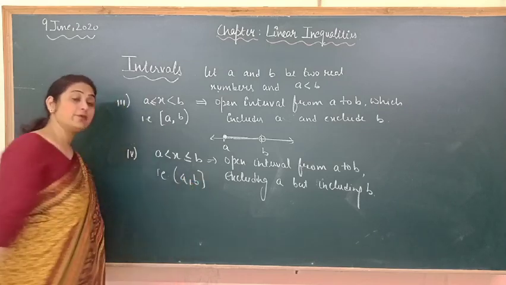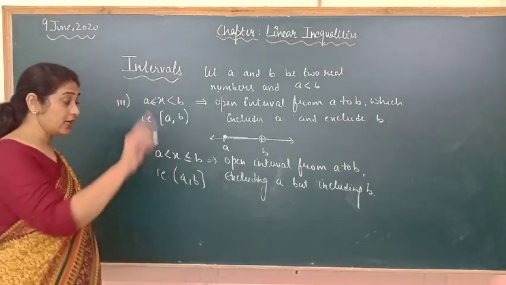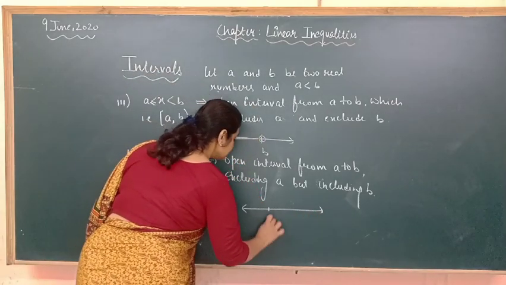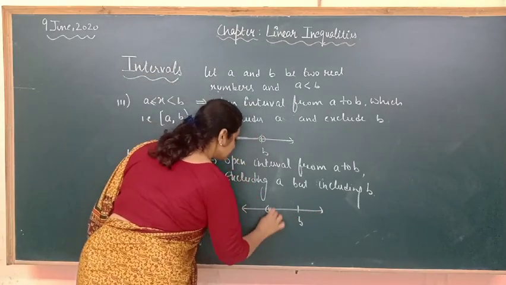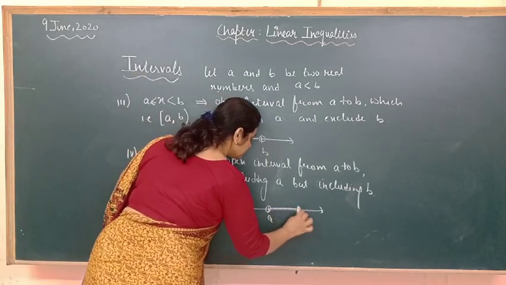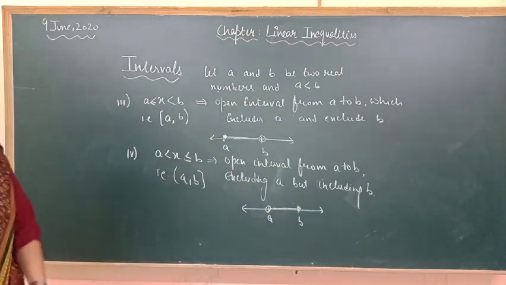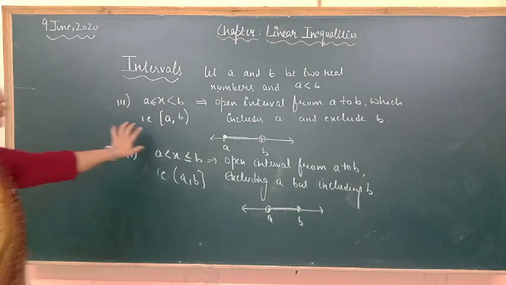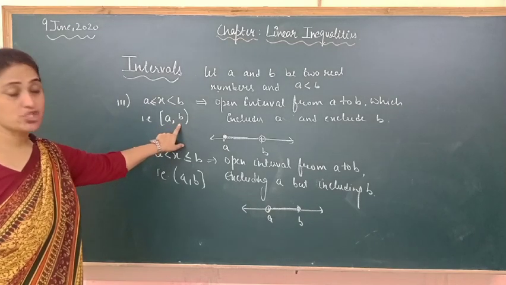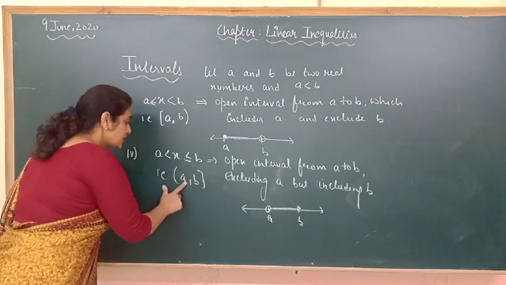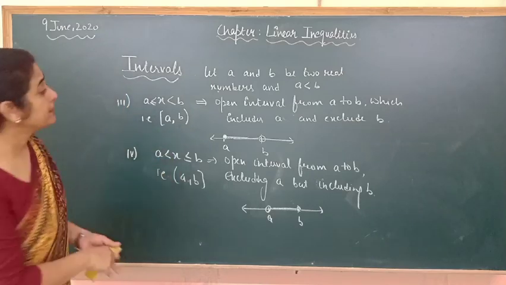Towards A, it will be an open bracket. Towards B, it will be a closed bracket. And on the number line, it will be like this: A is not there, so hollow circle, and dark circle. Alright, clear? So these both are open intervals. This includes A and does not include B. It does not include A and includes B.